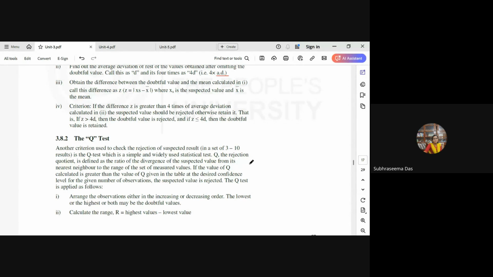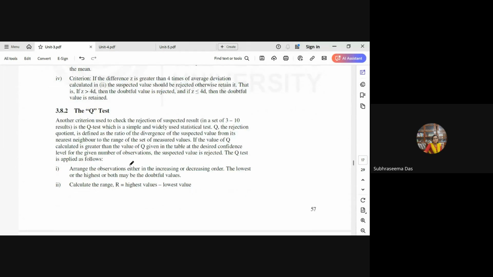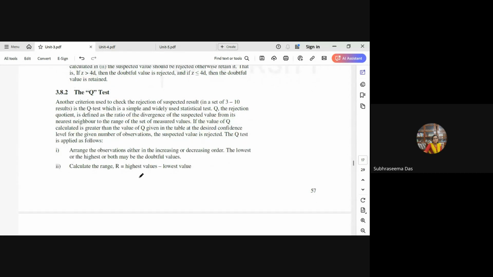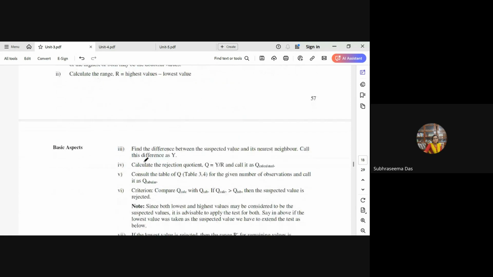This is also one of the tests to decide which data should be rejected or kept. For this process, the observations are arranged in order, either ascending or descending. The lowest or highest or both may be doubtful values. Then the range is calculated as the highest value minus the lowest value. Then the difference is calculated. So the rejection coefficient is Q equal to Y by R.